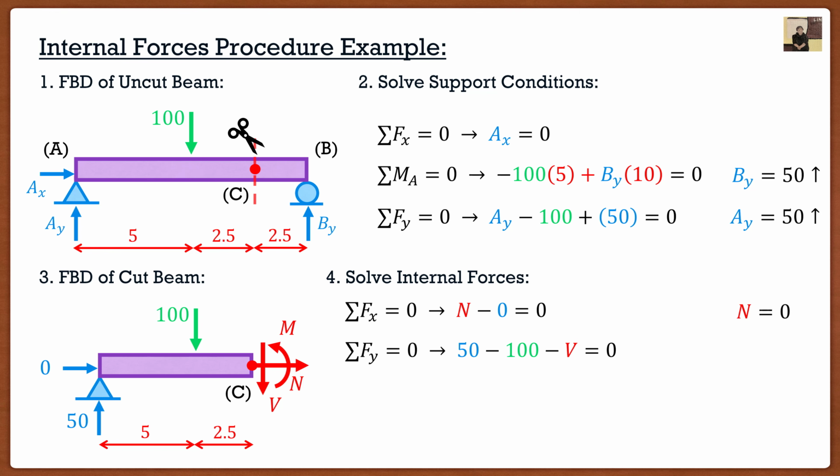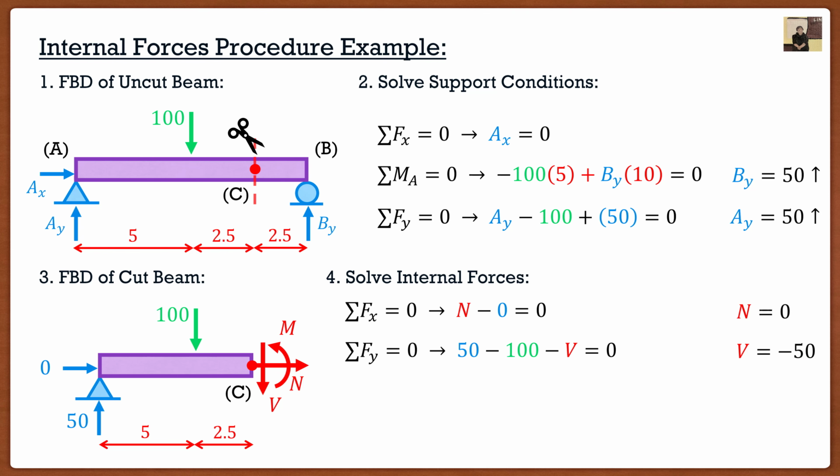This is why it's so critical to make sure you use the proper sign convention. If I have my shear going upwards, I'd get a different answer than what I'm going to get here. So in this case, we move the negative to the other side. We get 50 minus 100, and we get that the shear is equal to negative 50.